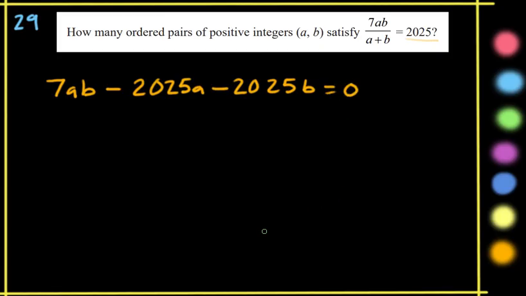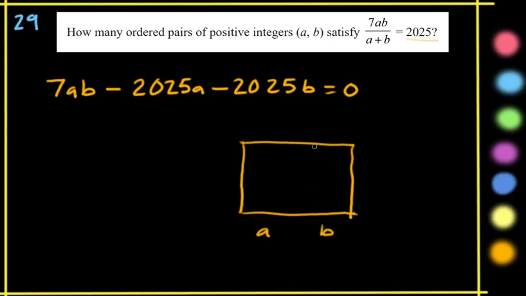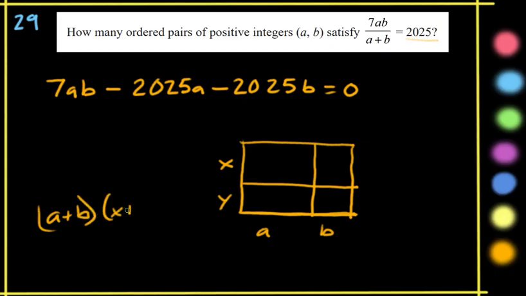All right, now we're going to use something which is called Simon's favorite factoring trick. So if you have, imagine a rectangle, right? I'm just going to try to prove this to you for a minute. Imagine you have A and B, right? So this side of the rectangle is A plus B. And then on the other dimension you have X and Y. So this is A plus B times X plus Y.